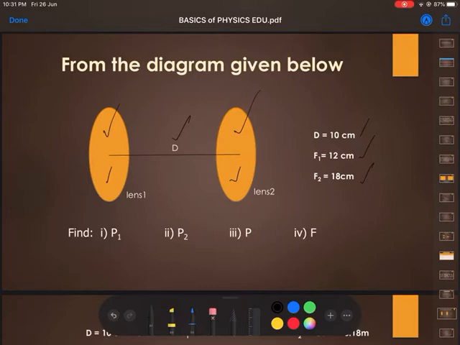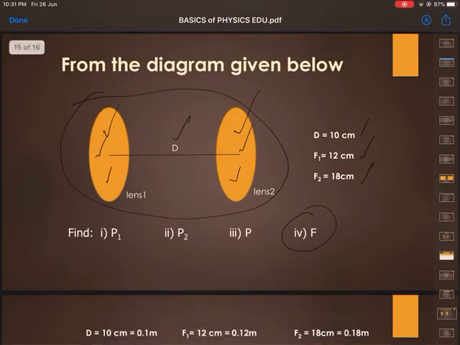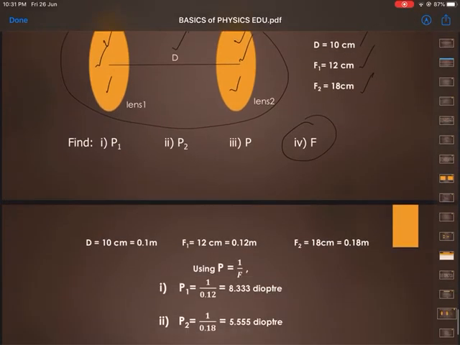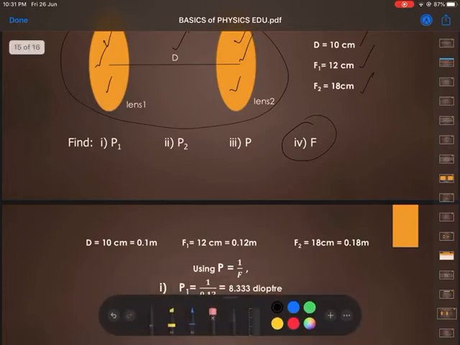So we realize why actually we combine the lenses. If you see here, we have to find P1, the power of this lens, and P2, the power of the other lens. We have to find P, the power of the combination, and hence the focal length of the combination. Or you can find the focal length first and power later on, whichever way you are comfortable. Now we know that the distance is given as 10 centimeters, so it becomes 0.1.